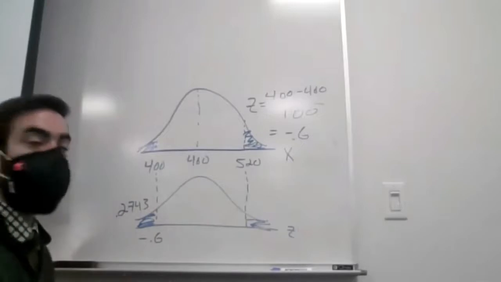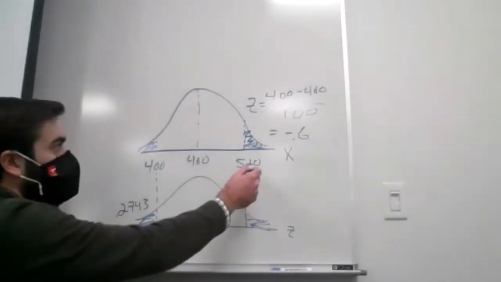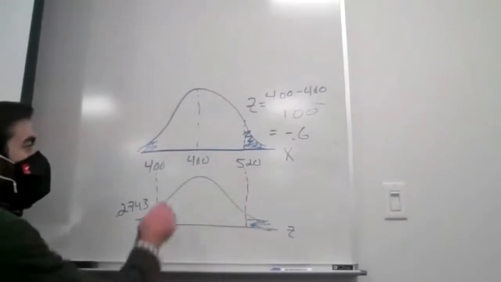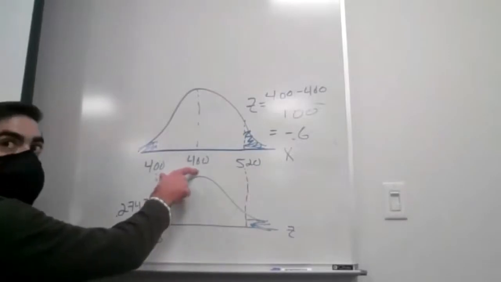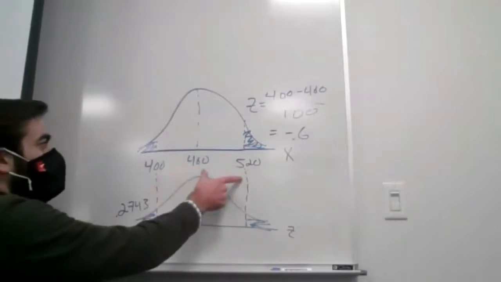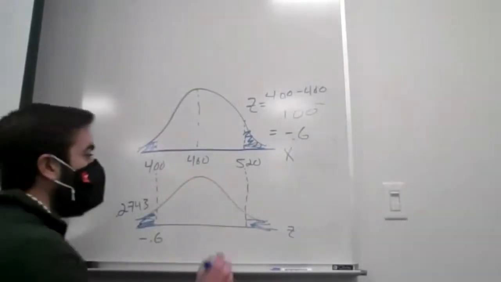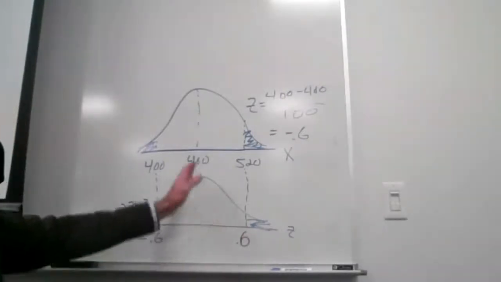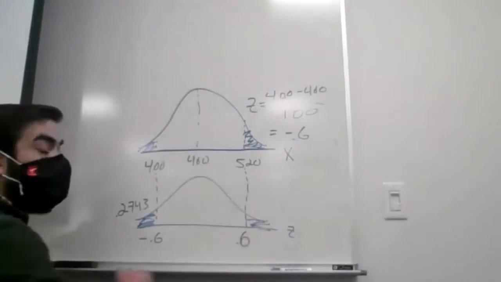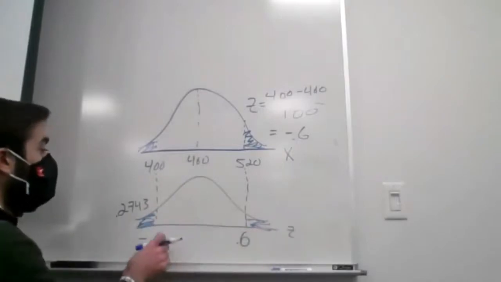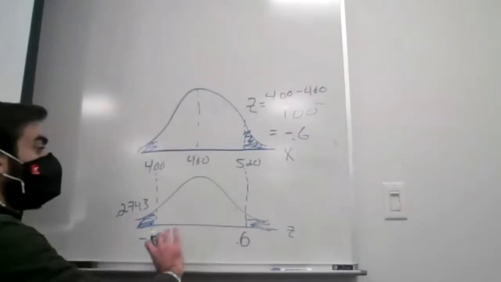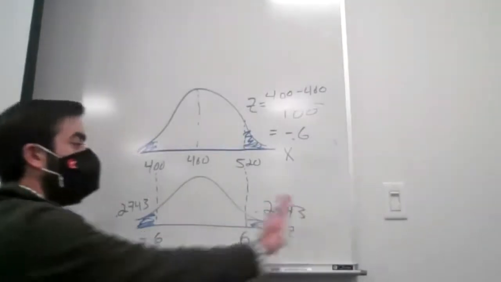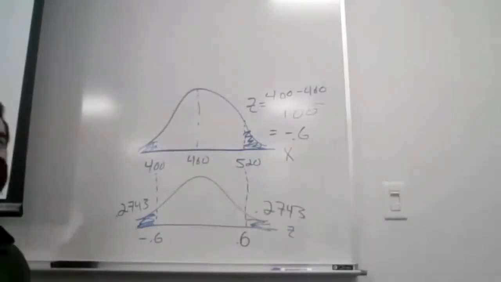Now I can go through the whole process again, turn this into a z value, but what should that z value be? Notice 400 is 60 away from the mean. 520, so it's going to be the same area. Remember, the z values are the number of standard deviations away from the mean. So it's the same number of standard deviations away, just above. So I've got the same area to the right as I had the area to the left of the negative value.